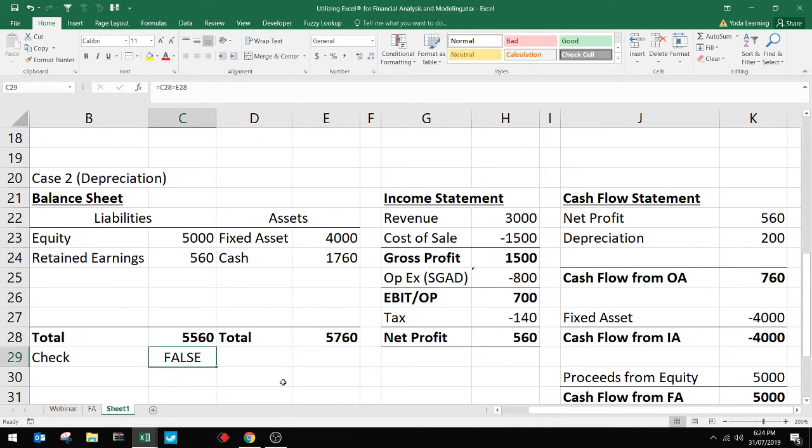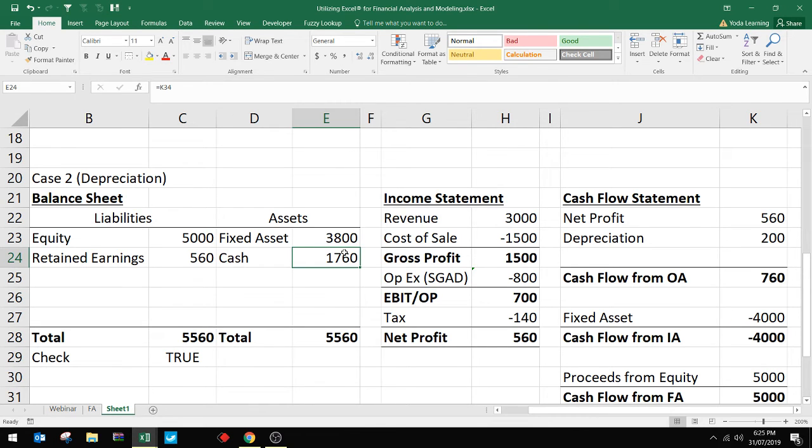Now, why is that happening? Because you are suggesting that the asset that you purchased for 4,000 at the beginning of the year has depreciated, but you're not reflecting the change. How do you do that? Press F2. At the beginning, type equal to, and at the end, simply subtract the annual depreciation. So what you will arrive at is the net fixed asset value, and your balance sheet tallies. Now that was the completion for case 2 of depreciation.